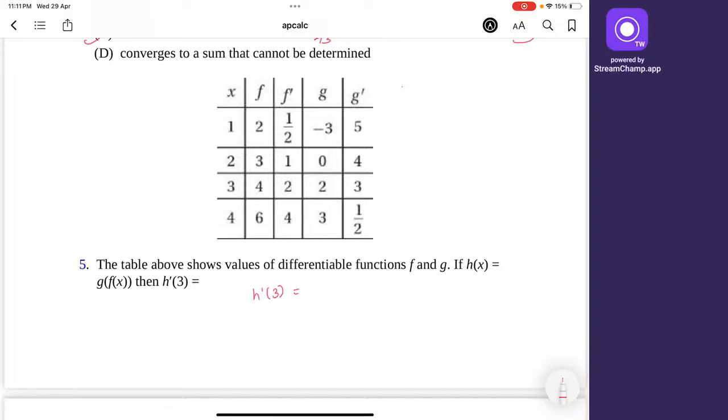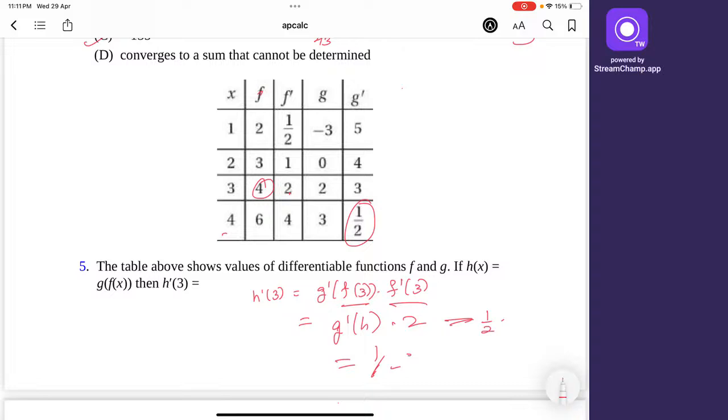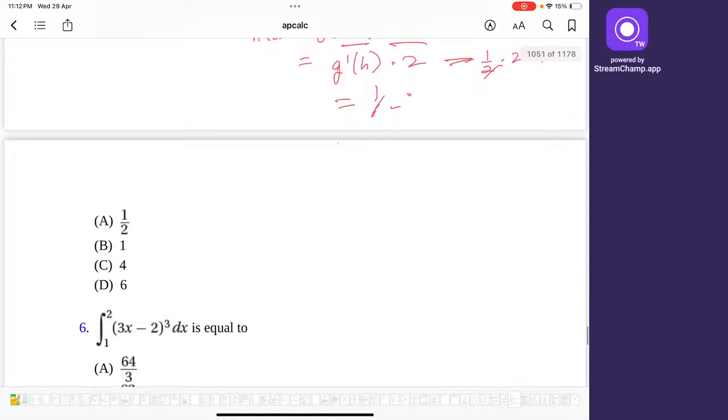h dash of 3 is g dash of f of 3 times f dash of 3. So f of 3 here is 4, so g dash of 4, and f dash of 3 is 2, and g dash of 4 is 1 by 2. This is equal to 1 by 2 times 2, which is 1. So the right answer is option B.